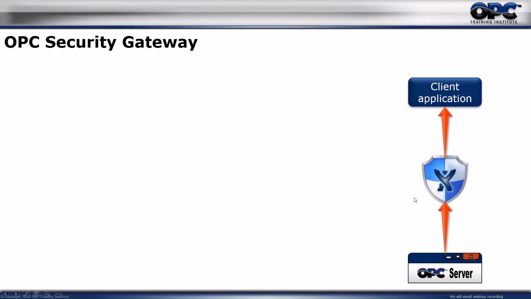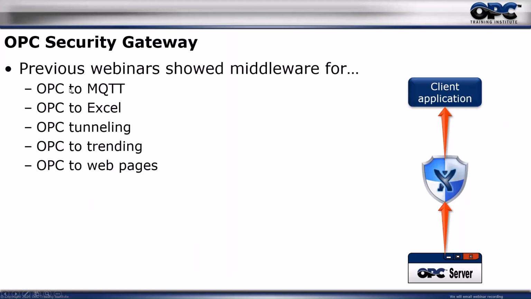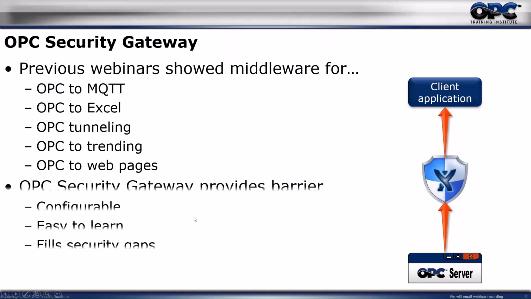And here I'm talking about a general security gateway. In previous webinars, we talked about OPC to MQTT, OPC to Excel, tunneling, and so on. So these were all middleware. So you have OPC and we're going somewhere else. In this case, we're talking about the security gateway to provide a barrier. In other words, this is where we're getting our security from. And it needs to be very configurable, needs to be easy to learn. And the whole idea is that it fills the security gaps. Whatever your OPC server doesn't have, this one here is supposed to fill it. If it doesn't fill it, or if the server has all of the security you need, then of course there's no need for the gateway.